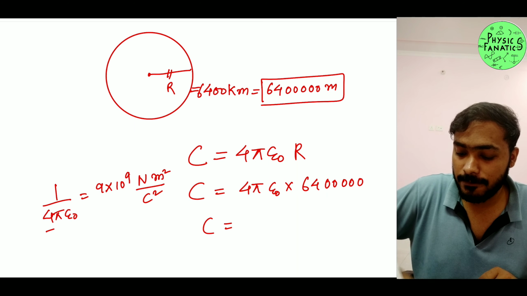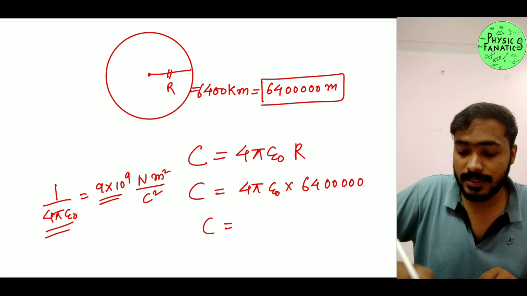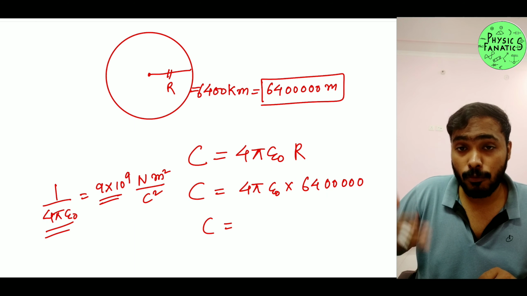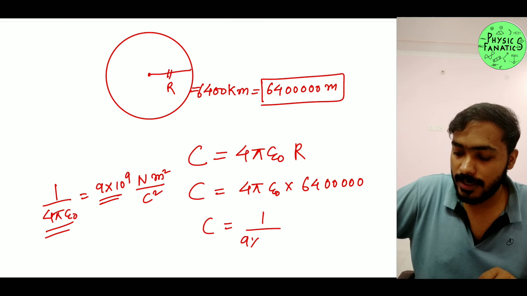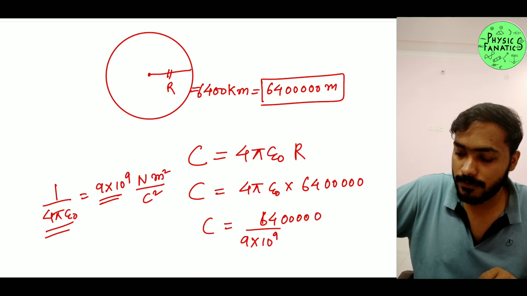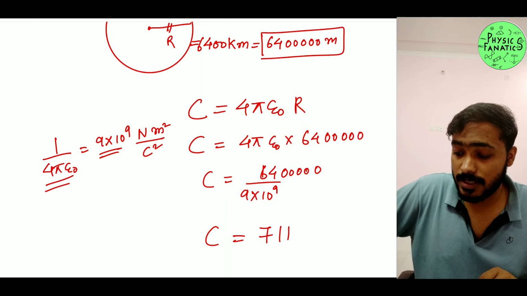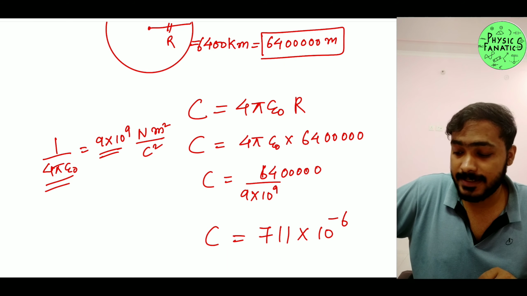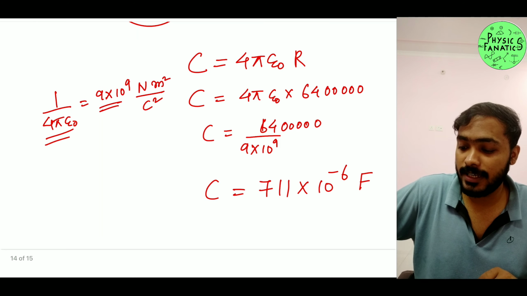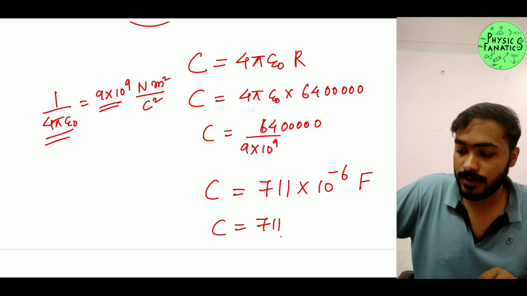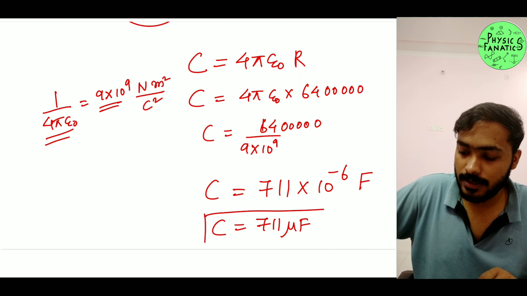Okay. So if 1 upon 4 pi epsilon naught can be written as 9 into 10 to the power 9, then 4 pi epsilon naught can be written as 1 upon 9 into 10 to the power 9, and that is multiplied with 6.4 into 10 to the power 6. So when I calculate it, I'll get my value 711 into 10 to the power minus 6 farad. Or I can write C is equal to 711 microfarad, right?